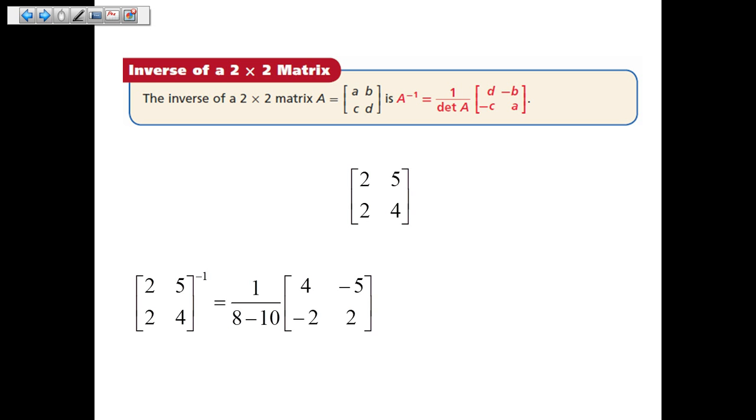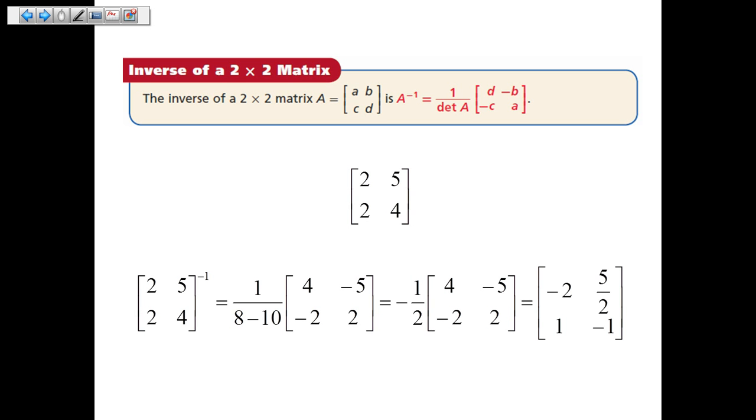First thing I need to do is find the determinant. So I do the primary multiplication, 2 times 4, minus 5 times 2. I switch the 2 and the 4, and I leave the 2 and the 5 in the same spot, but I change their signs. Now, what I get for 1 over the determinant is a negative 1/2, and I need to go ahead and multiply that scalar into the matrix. So here's my inverse matrix.